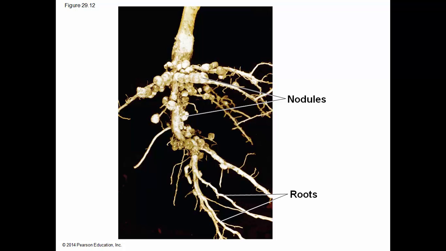Mycorrhizal associations consist of two major types. Ectomycorrhizae, and you may be familiar with the word ecto meaning outside of, and arbuscular mycorrhizae. Arbuscular refers to the tree-like shape, like Arbor Day, we're going to plant trees. I'm an arborist, I cut trees. Arbuscular refers to the form of the mycorrhizae.